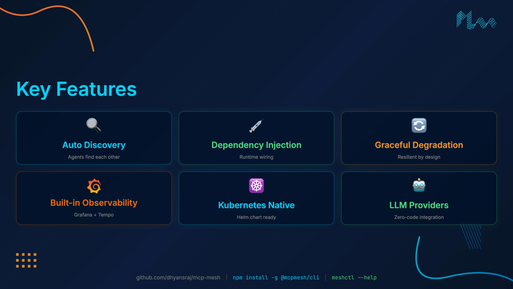Built-in observability comes free with Grafana dashboards and Tempo for distributed tracing. See exactly what your agents are doing without paying for expensive monitoring tools.